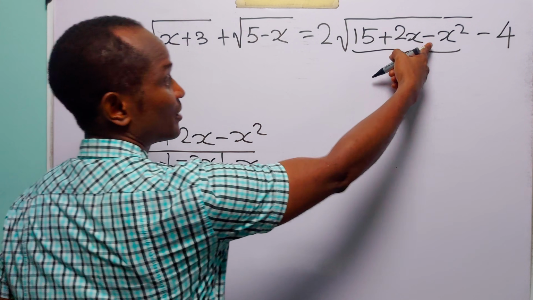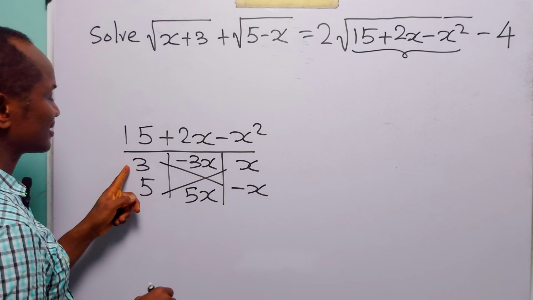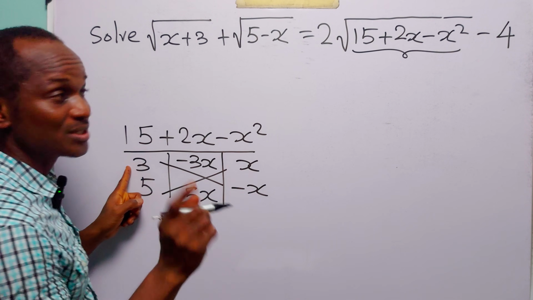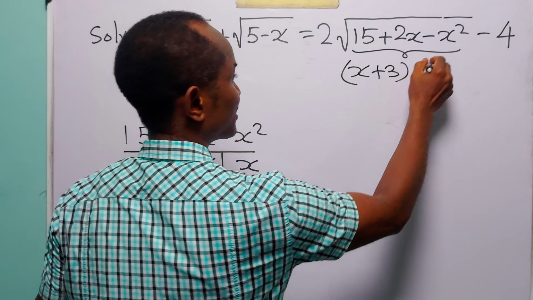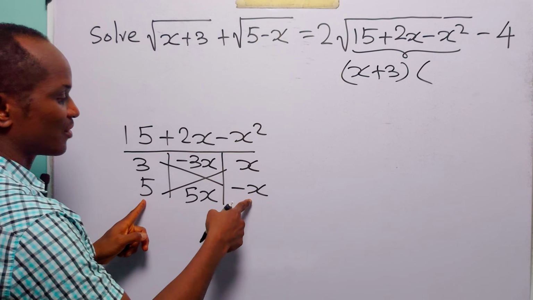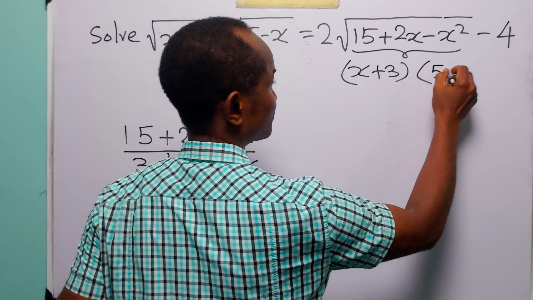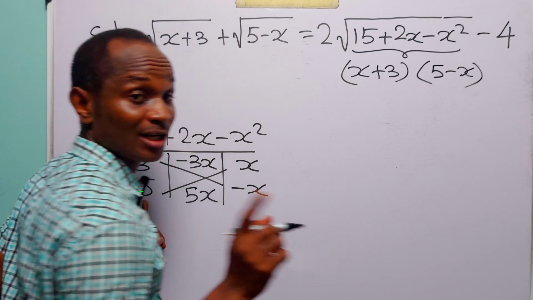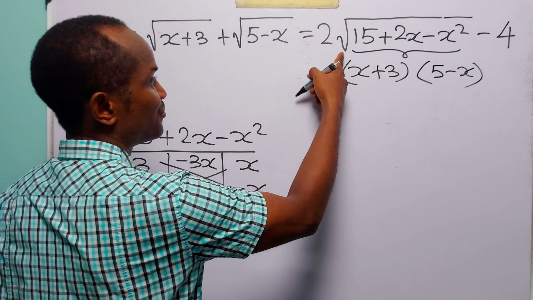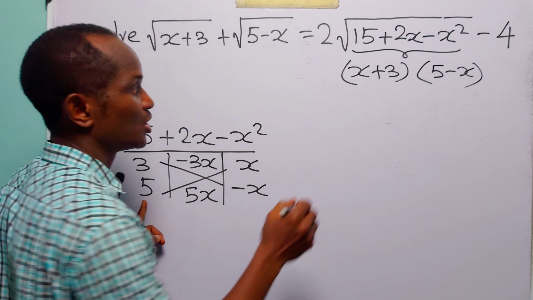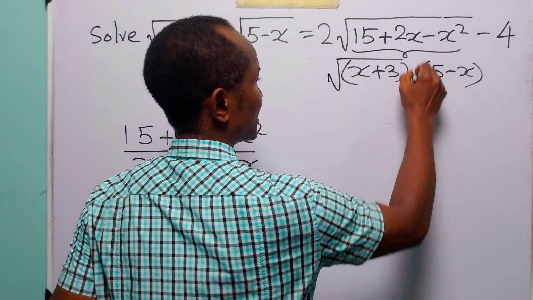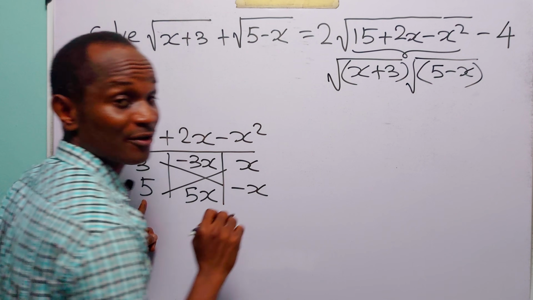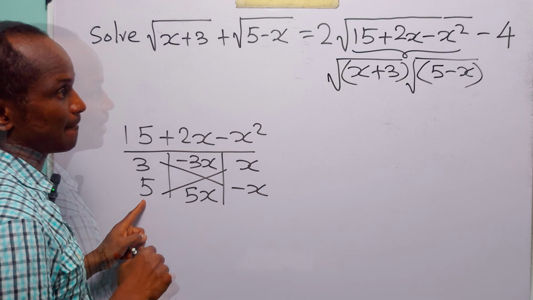So that means that when we factorize this, we have 3 plus x, which is the same as x plus 3, times 5 minus x. And of course, you know that we can break the square root into 2. So we have the square root of x plus 3 times the square root of 5 minus x.